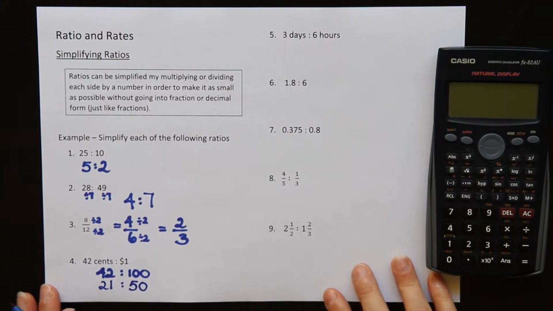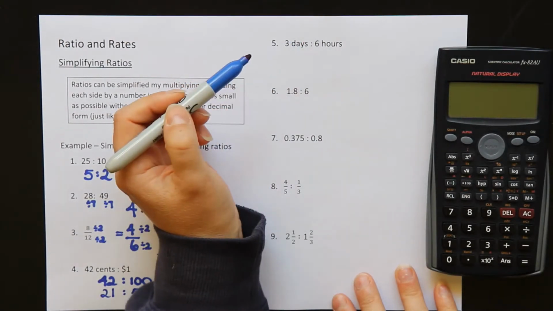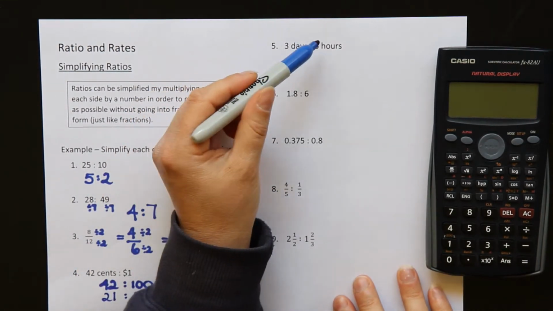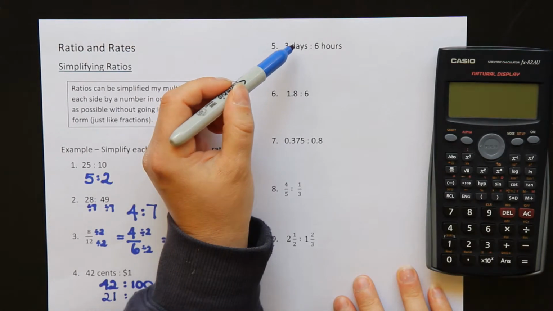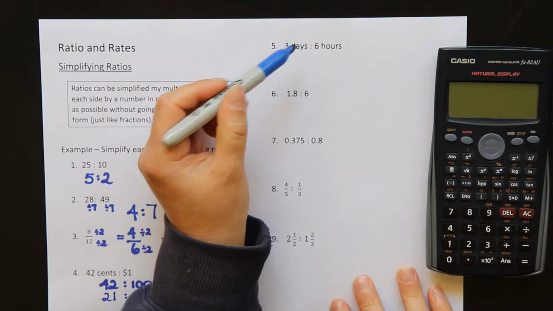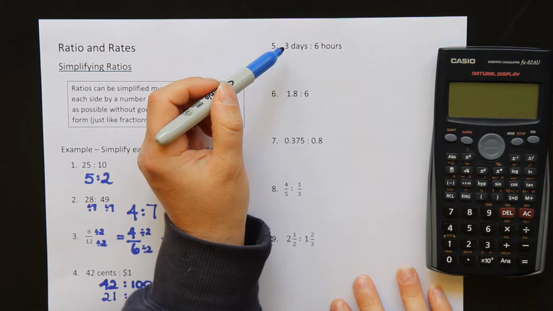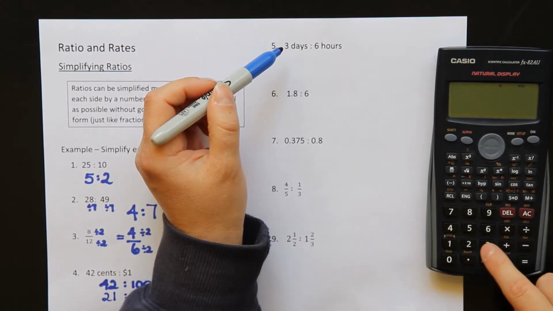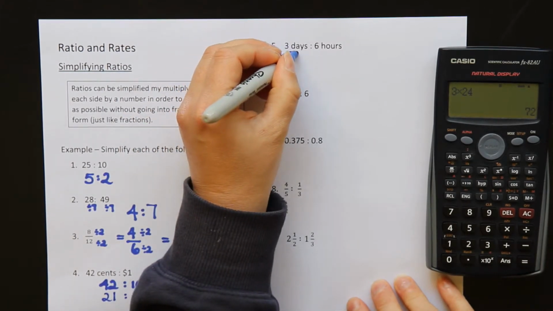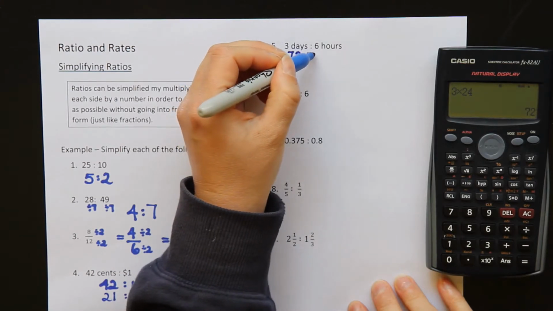Okay, let's try another question like that. Number 5, 3 days and 6 hours. Let's make those into the same units. It's usually easiest to change the bigger unit, which in this case is days, into the smaller unit, which is hours. So how many hours are in 3 days? Well, there are 24 hours in a day, so we would need to times 3 by 24. There are 72 hours in 3 days. So it would be 72 hours to 6 hours.